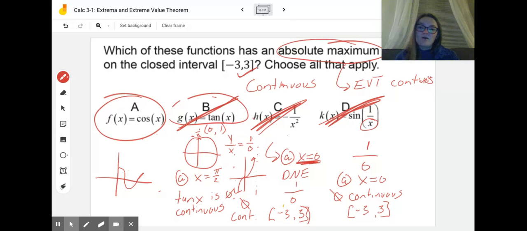All right, that's really all that I have for you guys today. We're going to continue to work with this. Next time we meet, we're going to talk about how can I determine extrema algebraically, how can I determine it using a graph, and how can I determine it using a table.